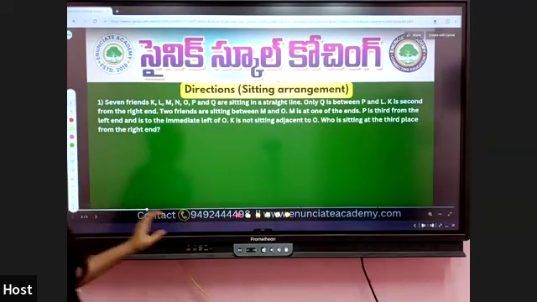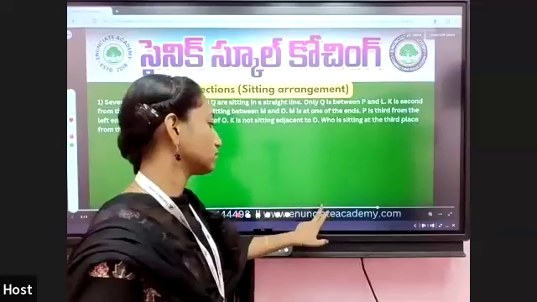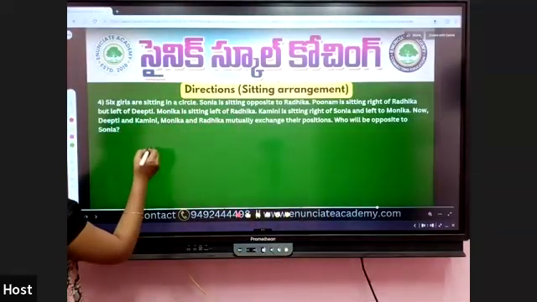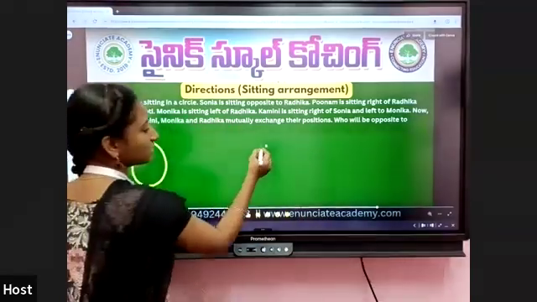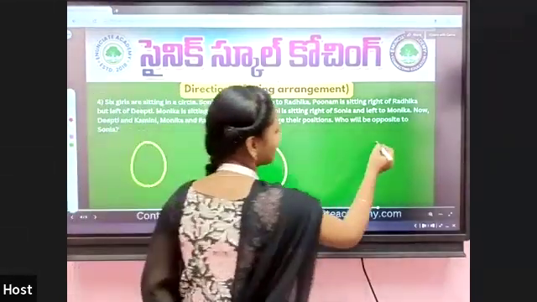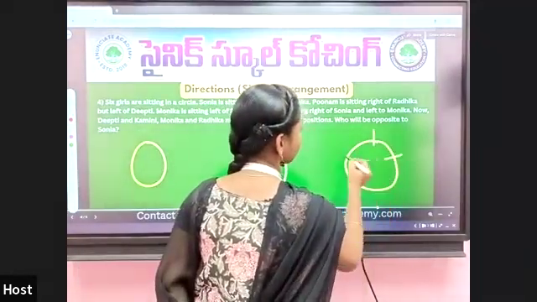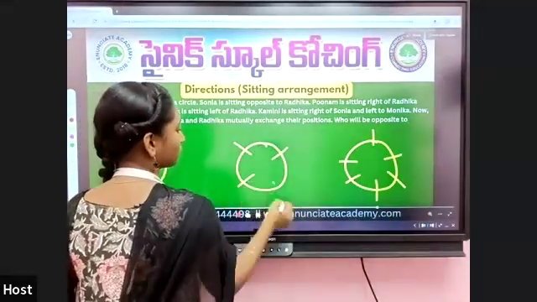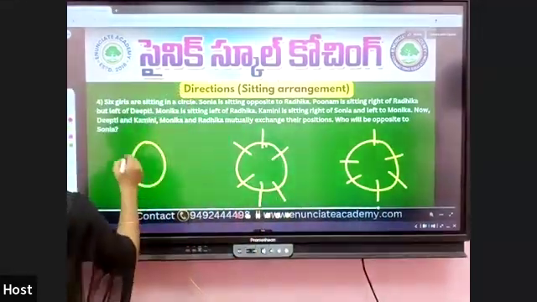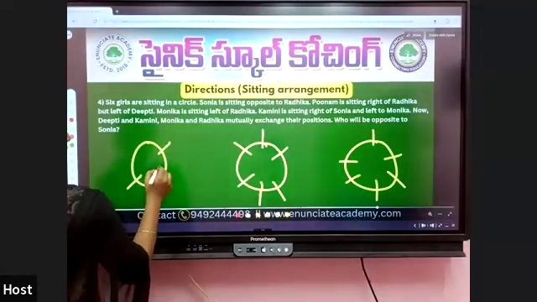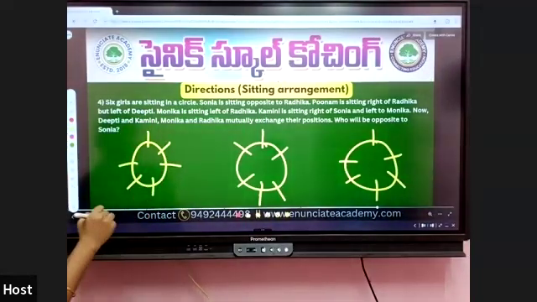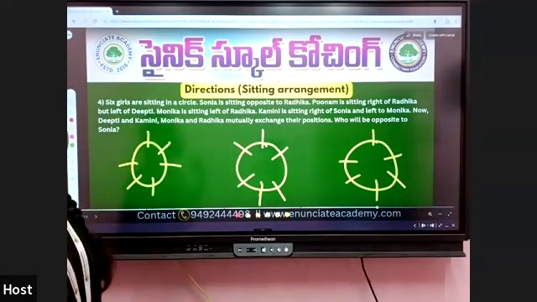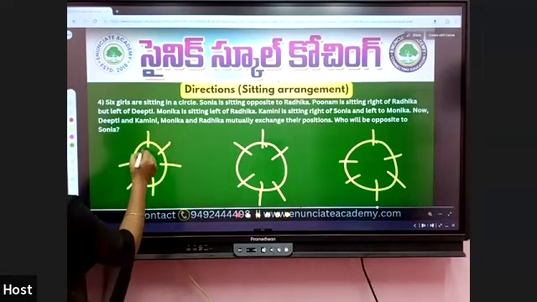Next. Six girls are sitting in a circle. In a circle, there are 6 persons. I am taking 3 assumptions. Okay. Are sitting in a circle. They did not give whether they are facing the center or outside. We should take it as center.